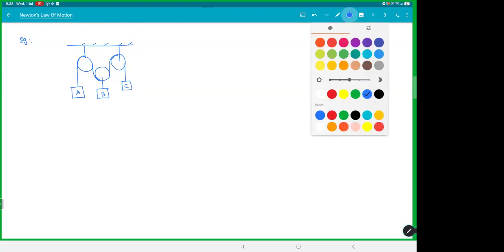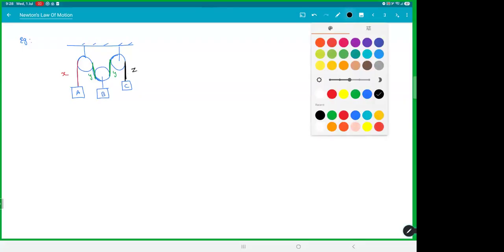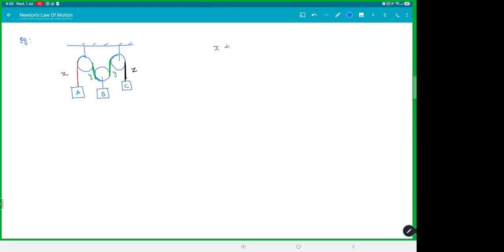So again, we start the same story. Let's say this length is X. Let this length be Y and this length be Y. We are ignoring the curved parts, and let this length be Z. Same story, X plus 2Y plus Z is L, which is constant. The total length of the string cannot change. Differentiate.